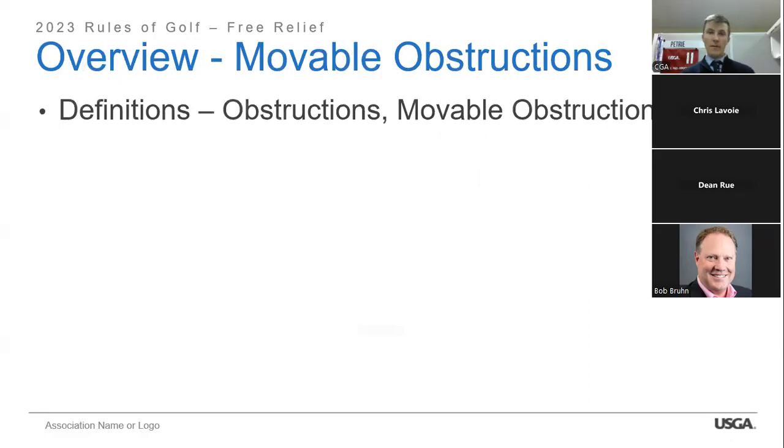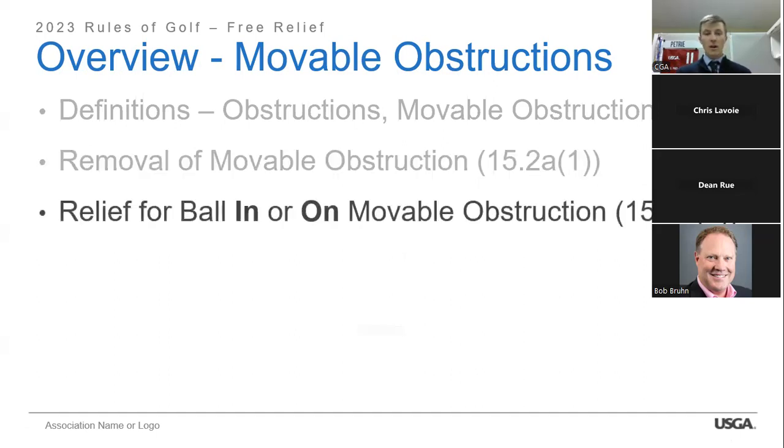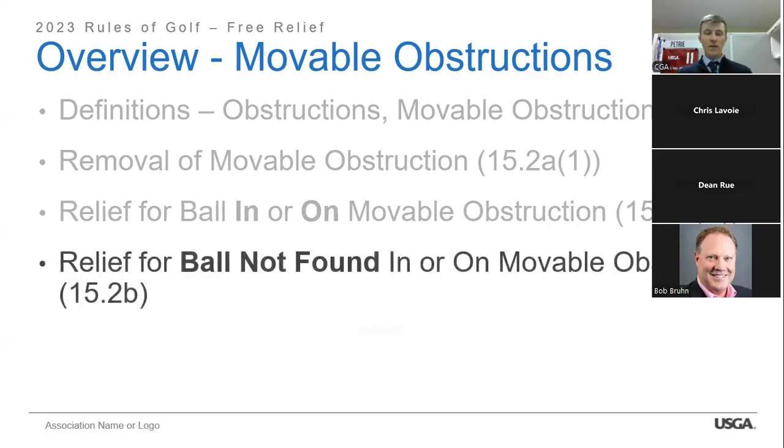So, loose impediments, movable obstructions. We're going to talk about the difference, the definition of obstructions, movable obstructions, how we remove those, and what happens if our ball is in or on that movable obstruction. Obviously, there are a lot of things that fall under that definition of movable obstruction. Some of them are big enough that a ball can come to rest on them. How do we proceed there? And then what happens if a ball comes to rest there, we know it and we can't find it? How do we proceed and get our ball back into play in those situations?